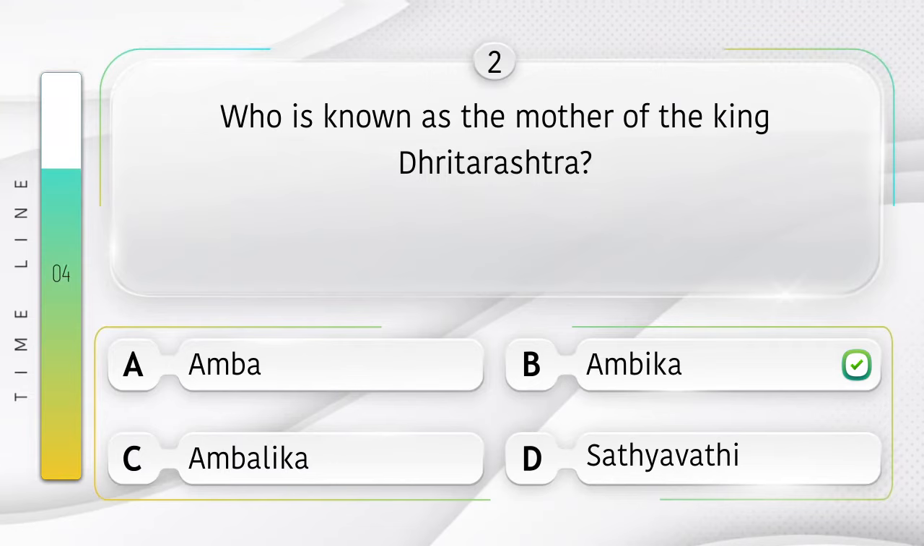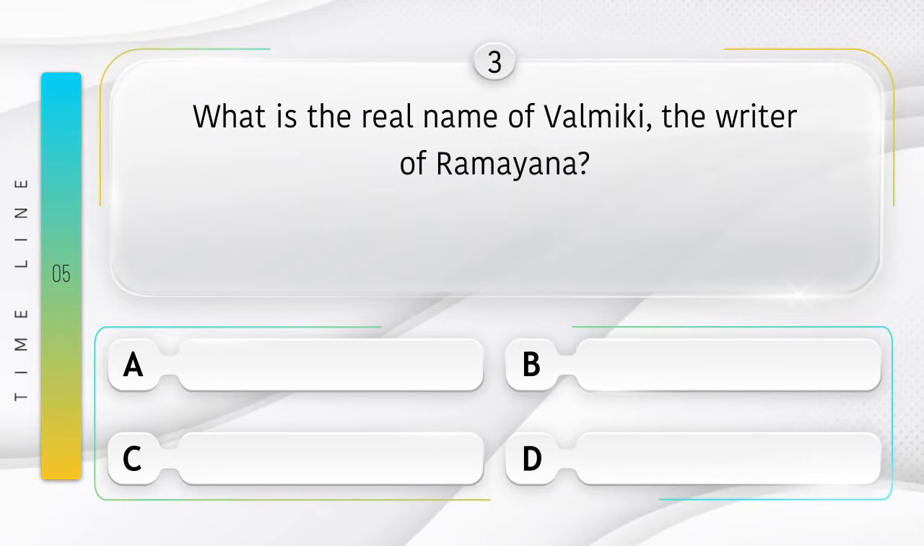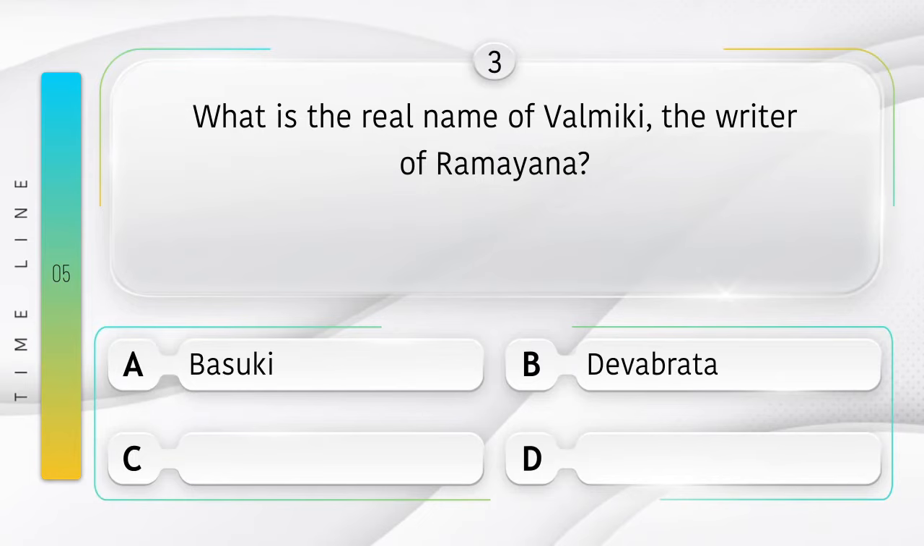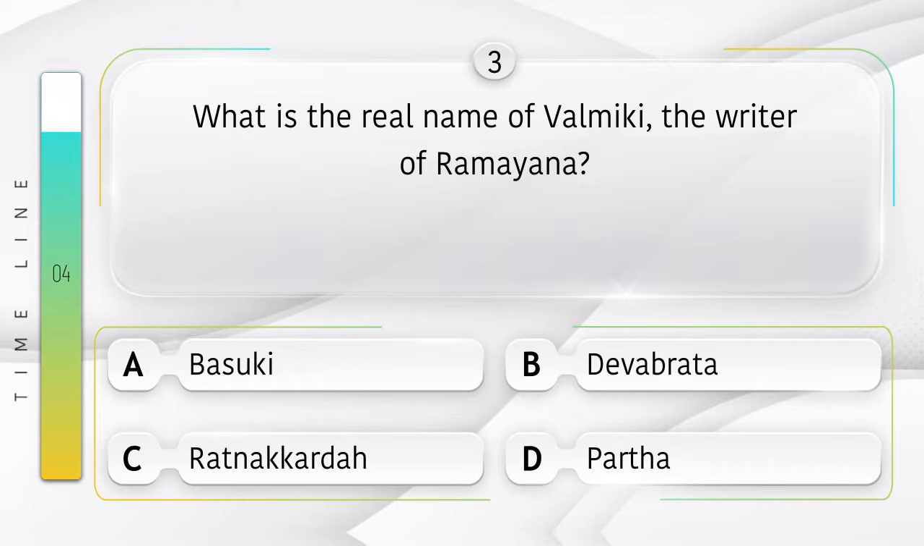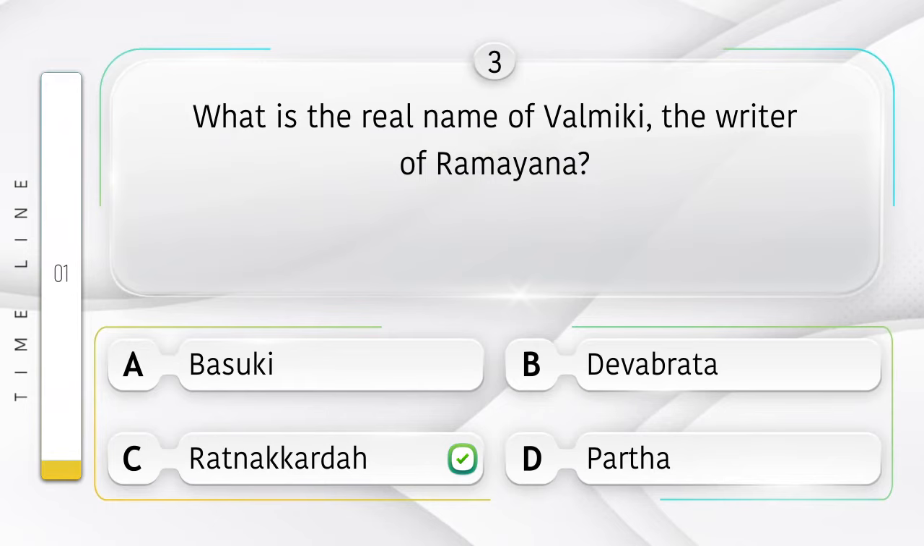What is the real name of Valmiki, the writer of Ramayana? Option A. Basuki, B. Devvrat, C. Ratnakar Dah, D. Parth. Answer is option C. Ratnakar Dah.